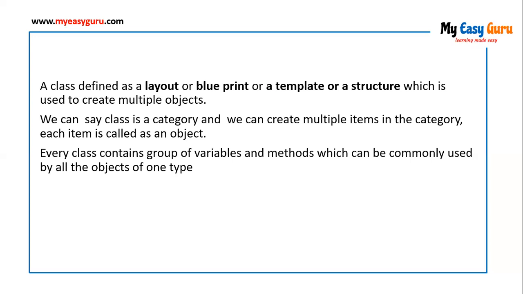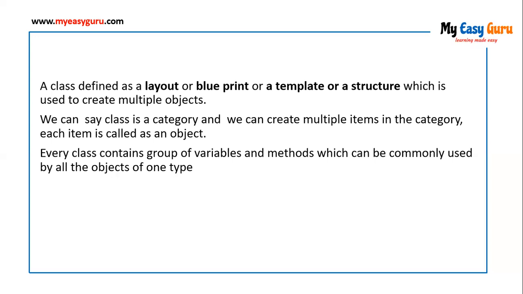So let's understand what is a class in Java. To create multiple objects, we use a class, and layout, blueprint, template are the different names for that. Class is a category and we can create multiple items in this category. If we create multiple items, then each item will be called an object.